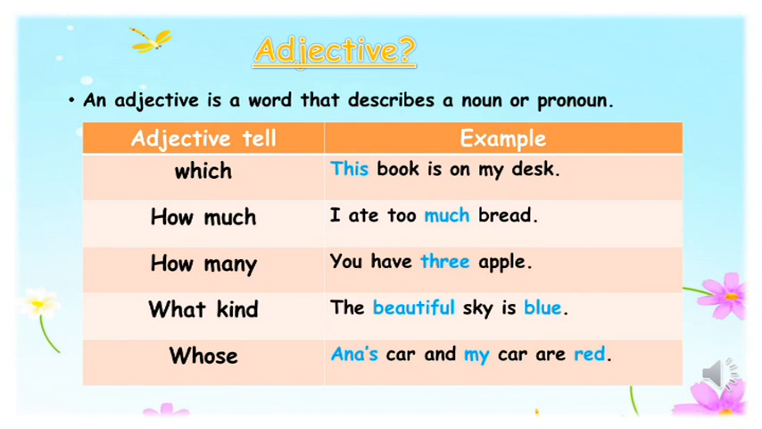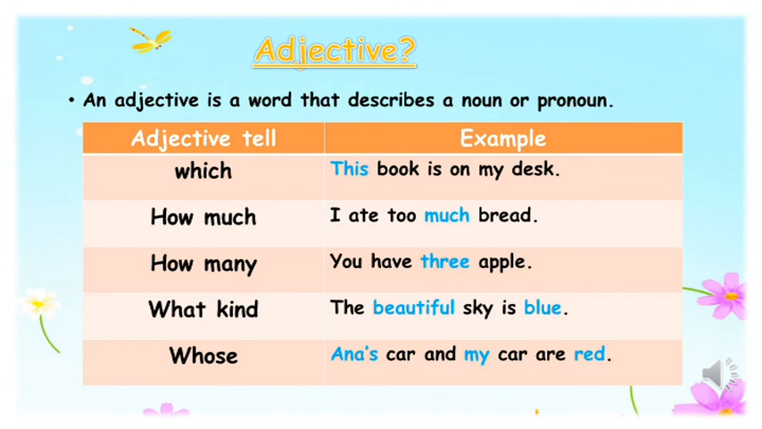Let's look for an example. First, let's look at an example of an adjective that tells us which. This book is on my desk. Do you see the adjective that tells us which? This. The adjective this describes the noun book. It tells us which book. We can ask the question, which book? This book.